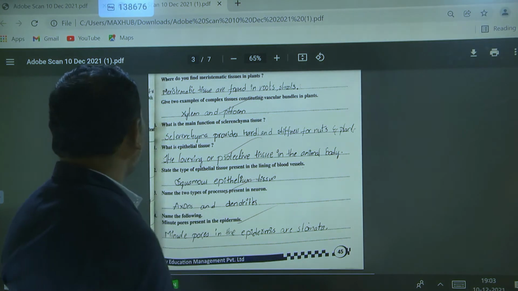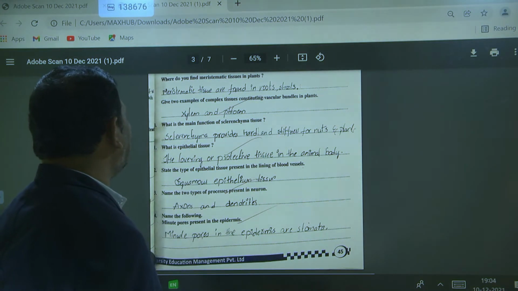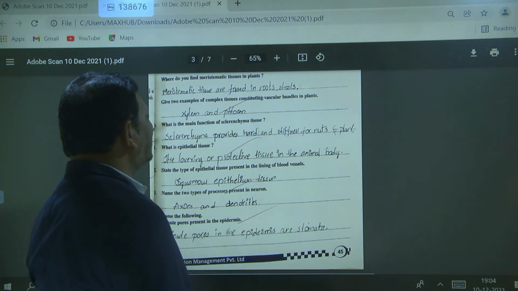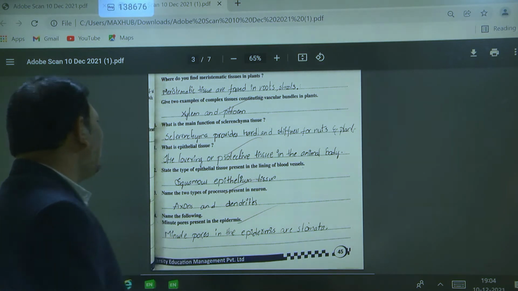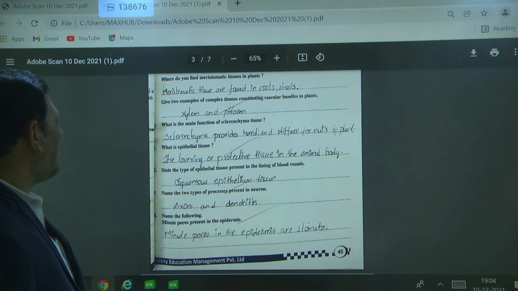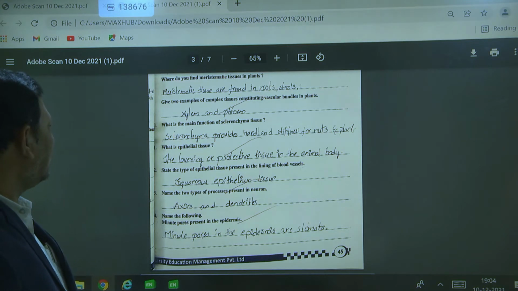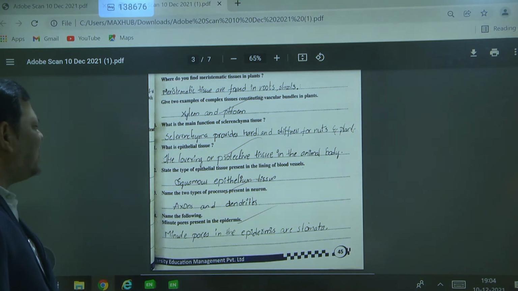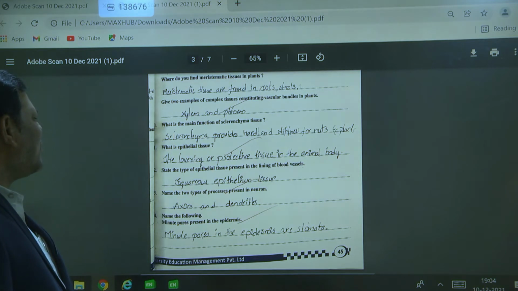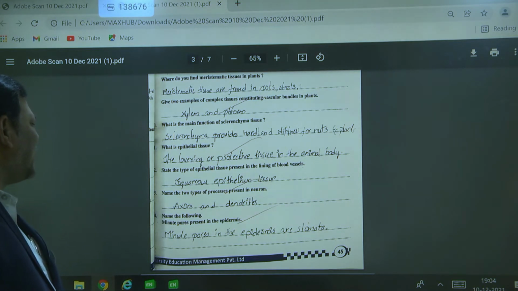Next, what is the main function of the sclerenchyma tissue? Sclerenchyma tissue provides hardness and stiffness to parts of the plant such as nuts. And what is the epithelium tissue? Epithelium tissue is the covering and protective tissue of the animal body. State the type of epithelial tissue present in the lining of the blood vessel. Squamous epithelium tissue is present.